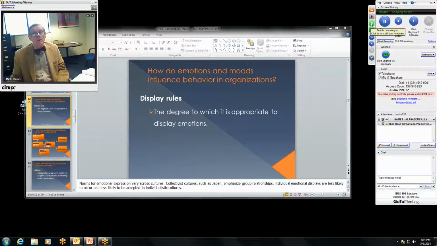Display rules. This is the degree to which it's all right to display emotions. And when can we think about that? Well, joy over a child graduating from school. Joy over receiving a promotion.